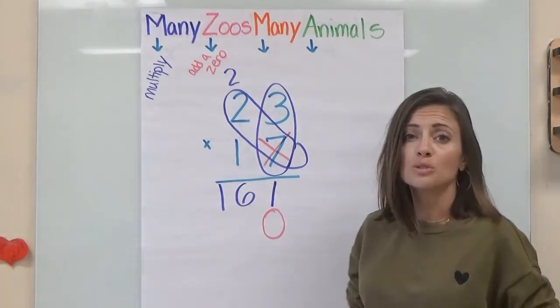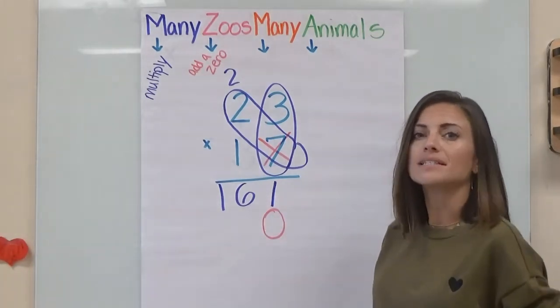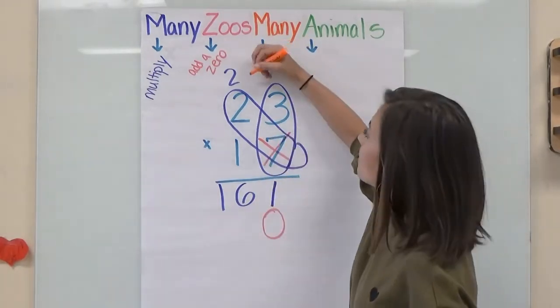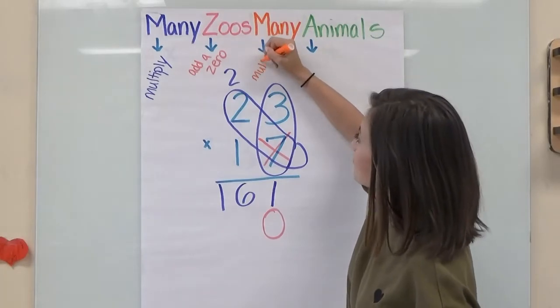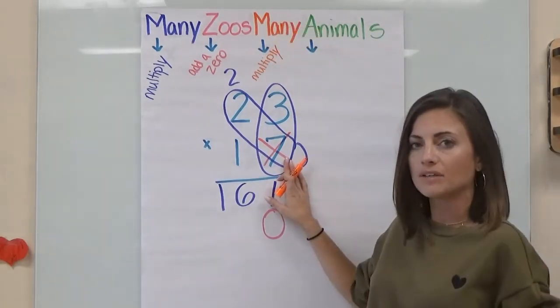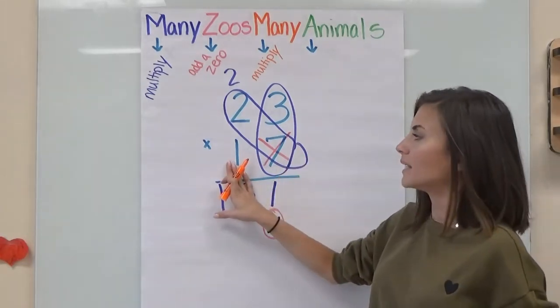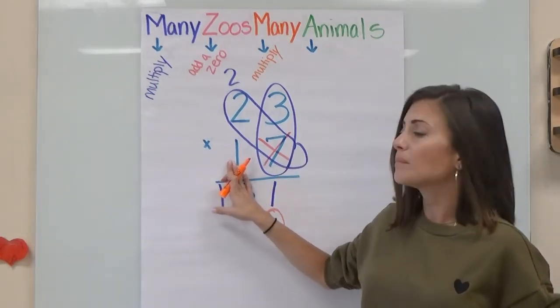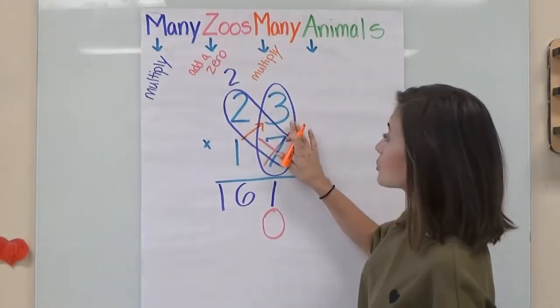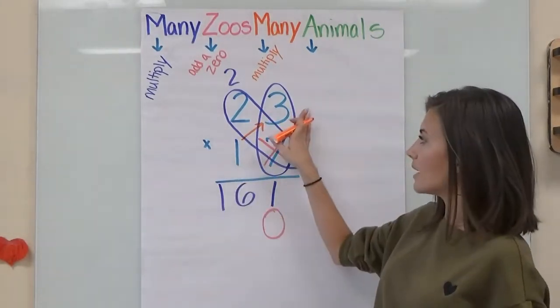So that was our zoos step. My next step is the word many again, so you might have already guessed. That means we're going to multiply again. But this time, since we've already kissed our ones column, our 7 goodbye, we're going to be multiplying with our tens column. So that means we are going to multiply 1 times 3.